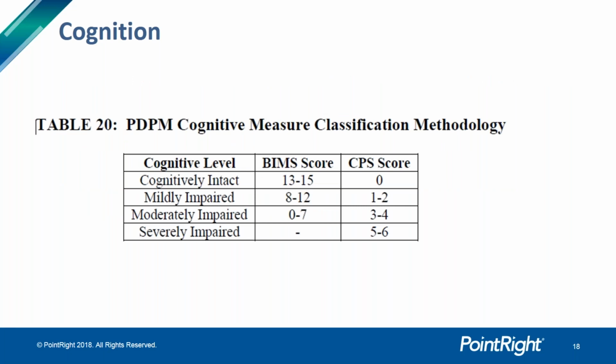So when PDPM indicates that someone is cognitively intact, mildly, moderately, or severely impaired, these are the corresponding BIMS and CPS scores that will put them into those categories.